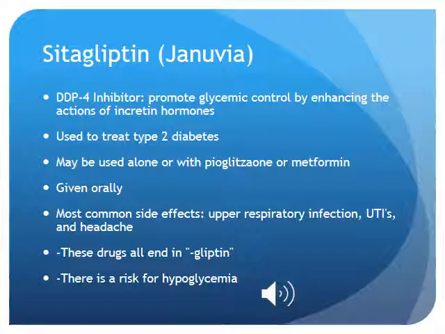This drug is given orally, and the most common side effects are upper respiratory infections, hypoglycemia, urinary tract infections, and headache. This drug also slows GI absorption, and all the drug endings are gliptin.